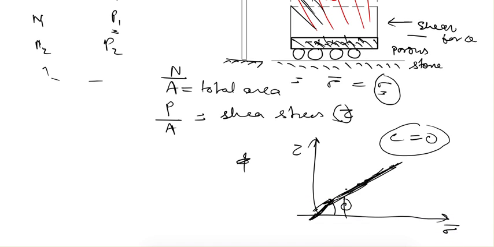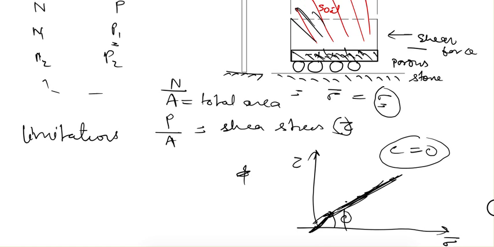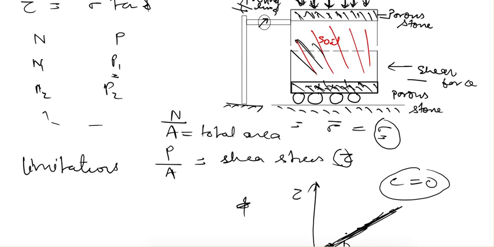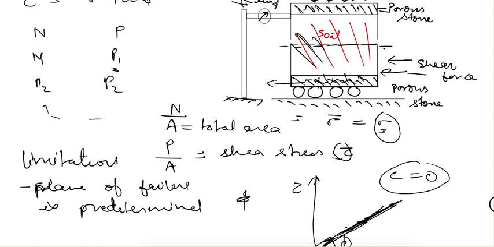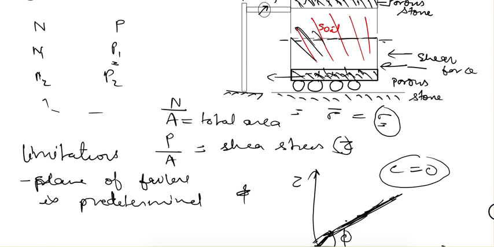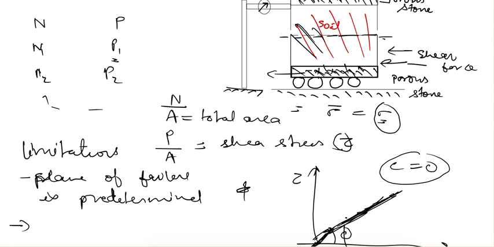But there are some serious limitations with this test. Let's see those. First of all, as we apply the load, this part will move here, and because of that this is the predefined plane. So here the plane of failure is predetermined, and normally it is not the case. Failure plane can be anywhere, it is not predetermined. So this test is suitable when we know what is going to be the failure plane in the field. In that case we can apply this test.